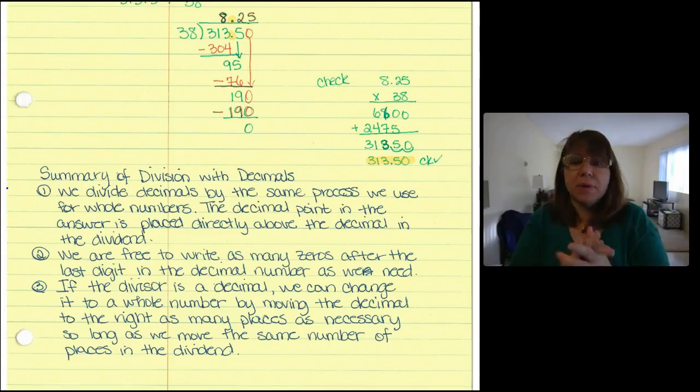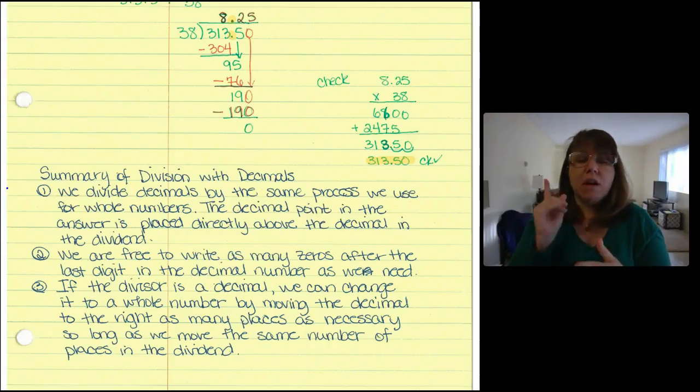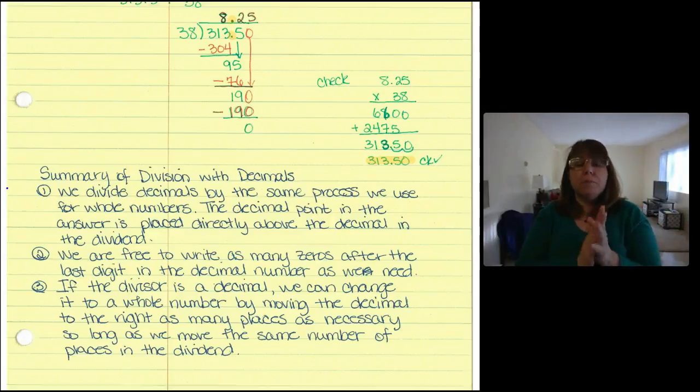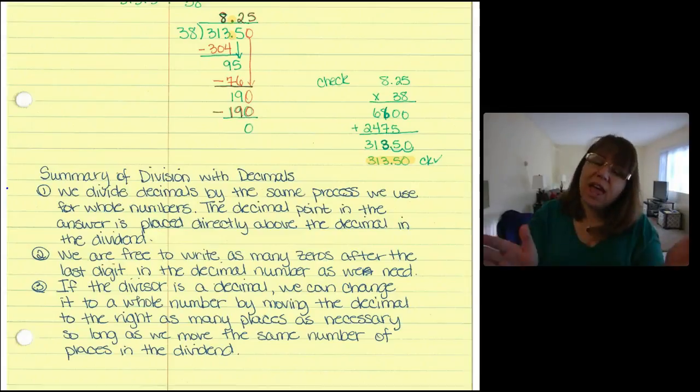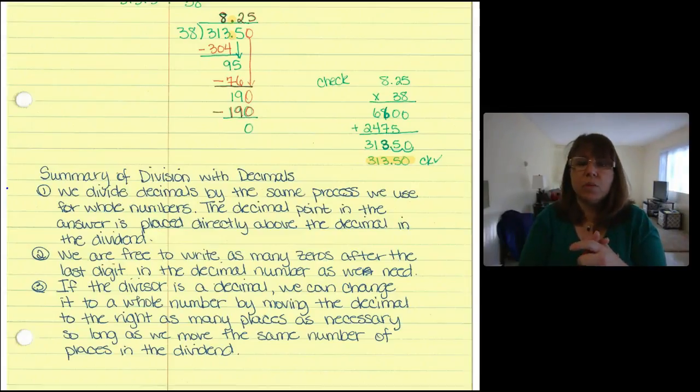So here's the full summary about division with decimals. First, we divide decimals by the same process we use for whole numbers, but the decimal point in the answer is placed directly above the decimal in the dividend. Remember, place it directly above. We are free to write as many zeros after the last digit in the decimal as we need, and if the divisor is a decimal, we can change that into a whole number by moving the decimal to the right as many places as necessary, so long as we do the same to the dividend.